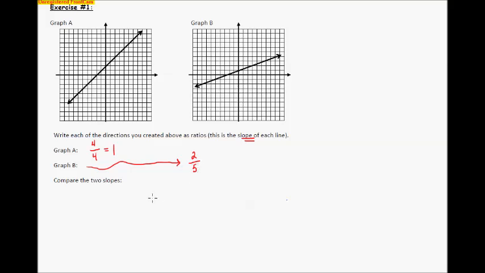All right. So now it just simply says, compare these two slopes. Well, when you compare something, you're going to see that quite often over the next few years. You're going to compare something. All they're doing is saying, well, which one's bigger?